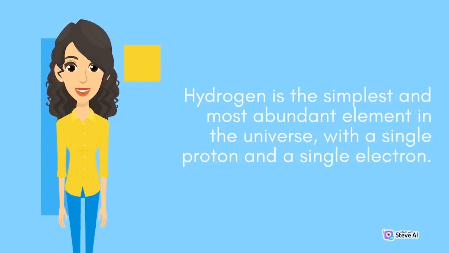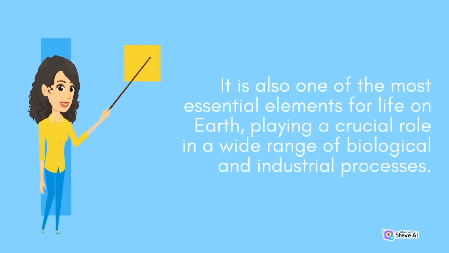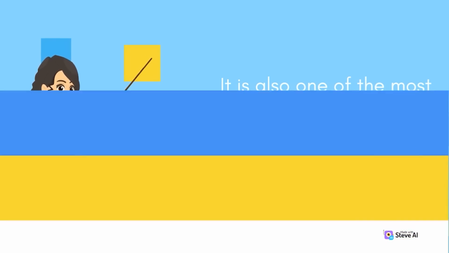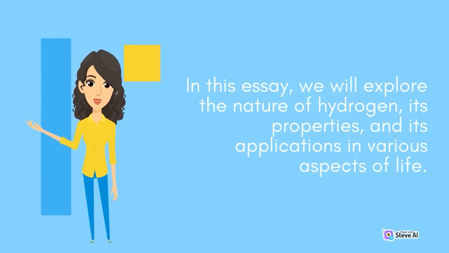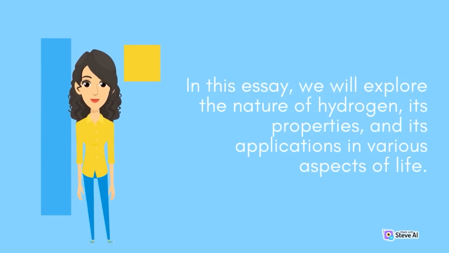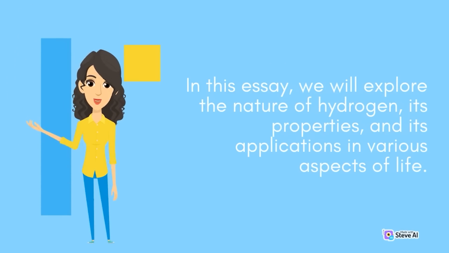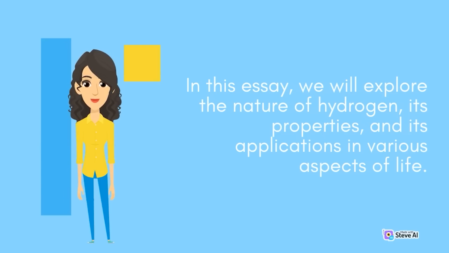Hydrogen is the simplest and most abundant element in the universe, with a single proton and a single electron. It is also one of the most essential elements for life on Earth, playing a crucial role in a wide range of biological and industrial processes. In this essay, we will explore the nature of hydrogen, its properties, and its applications in various aspects of life.